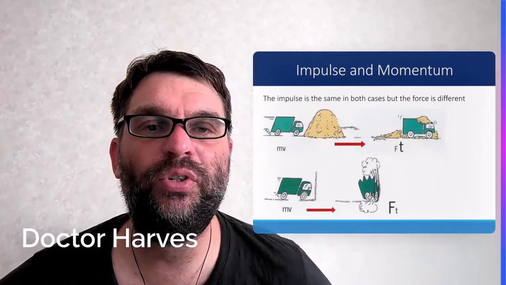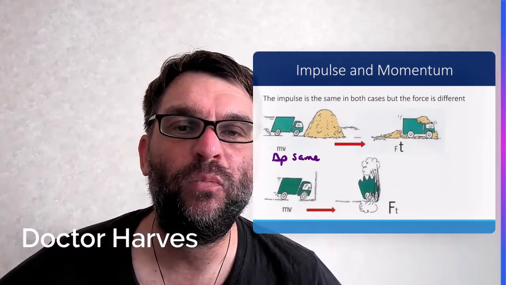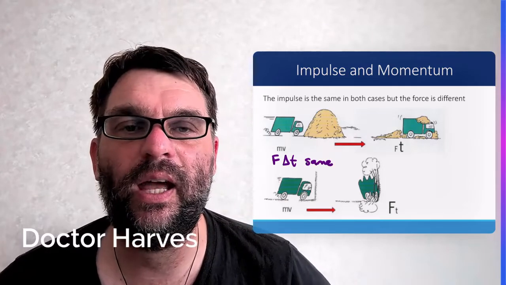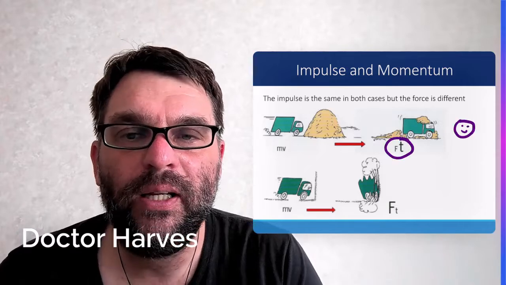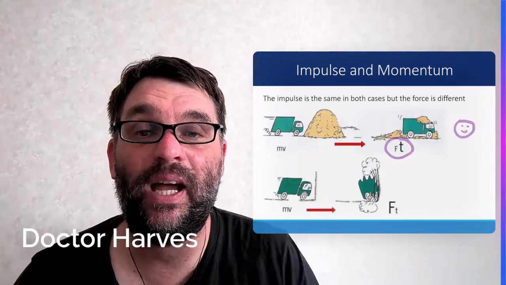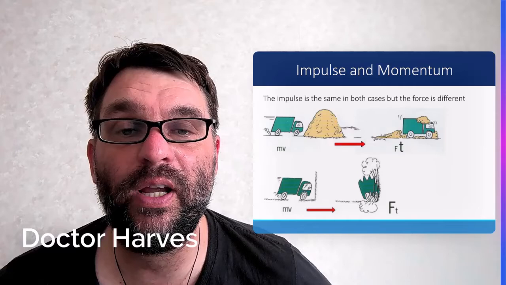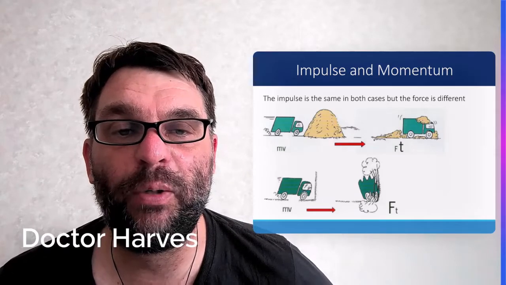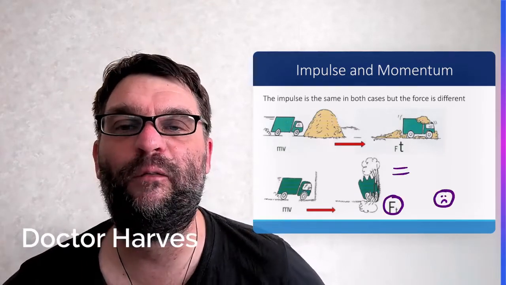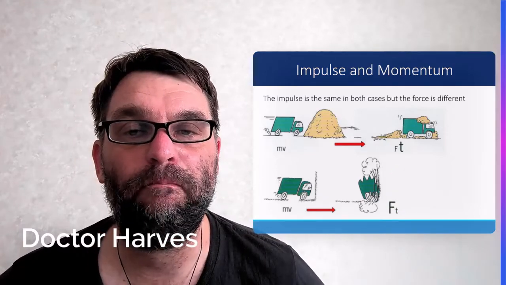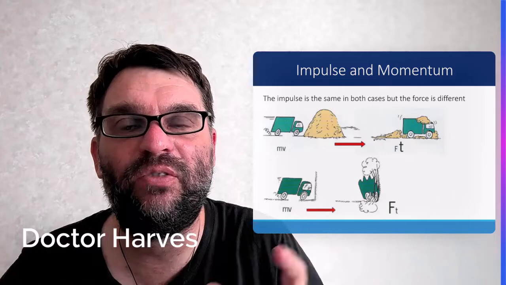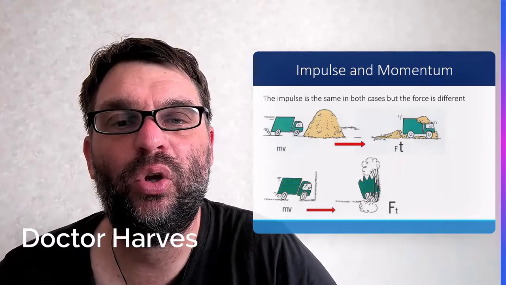Okay, so the impulse is the same in both cases, but in the top case, the force is reduced, because the time it takes for that collision to occur is increased, whereas in the bottom example, which is what we don't want, there is a massive amount of force and it takes a short amount of time for that change in momentum. Okay, so we want to increase the time it takes for that change in momentum to occur.